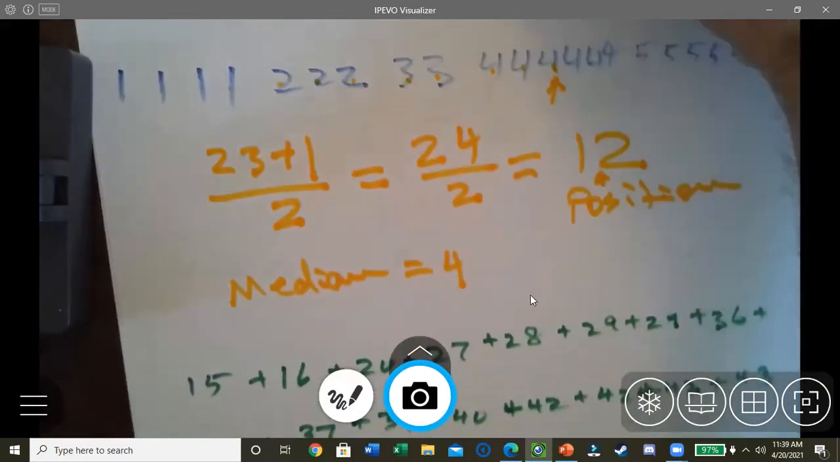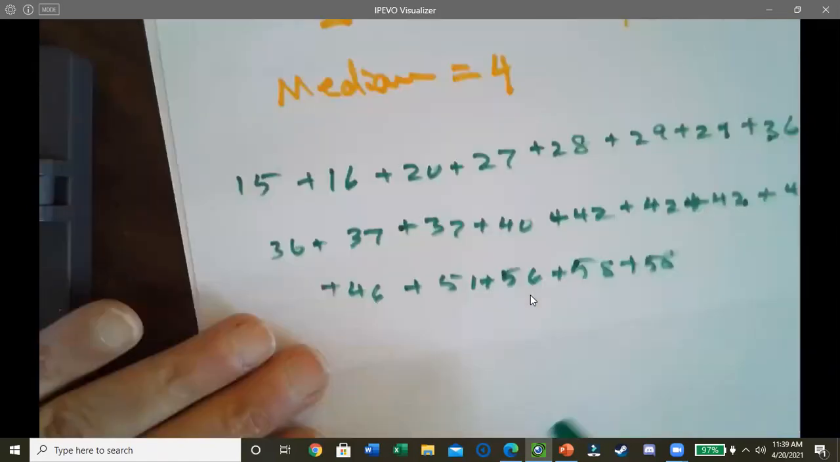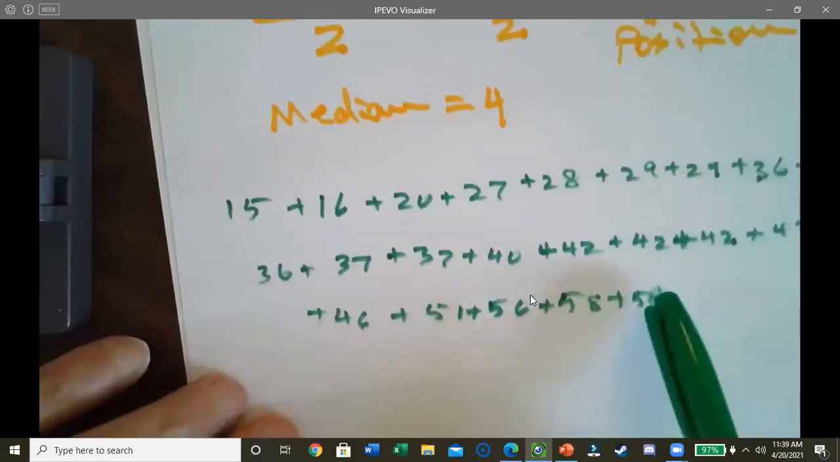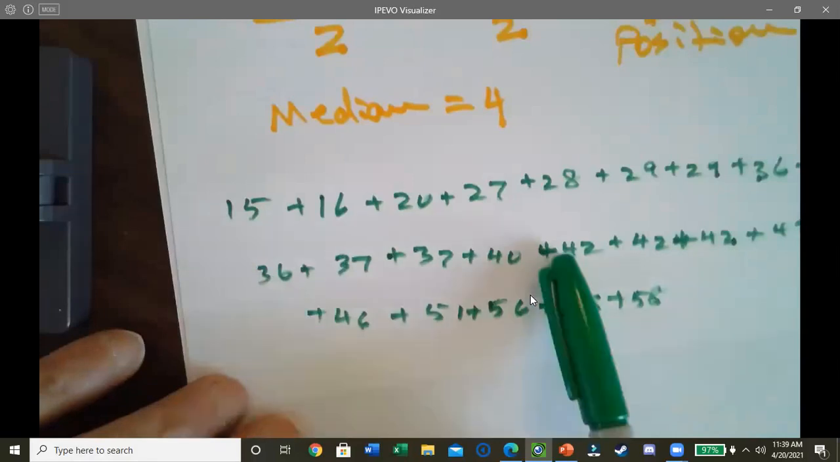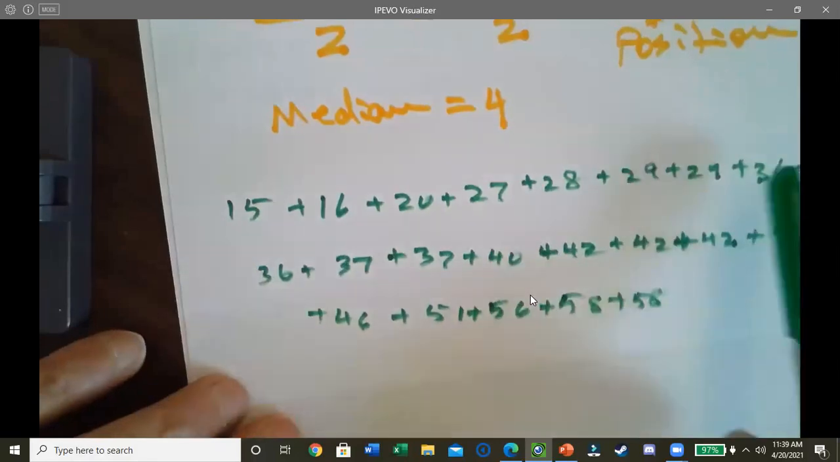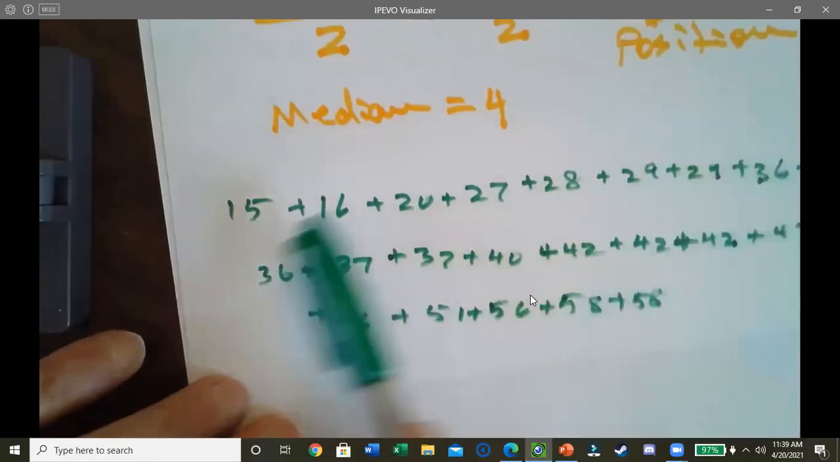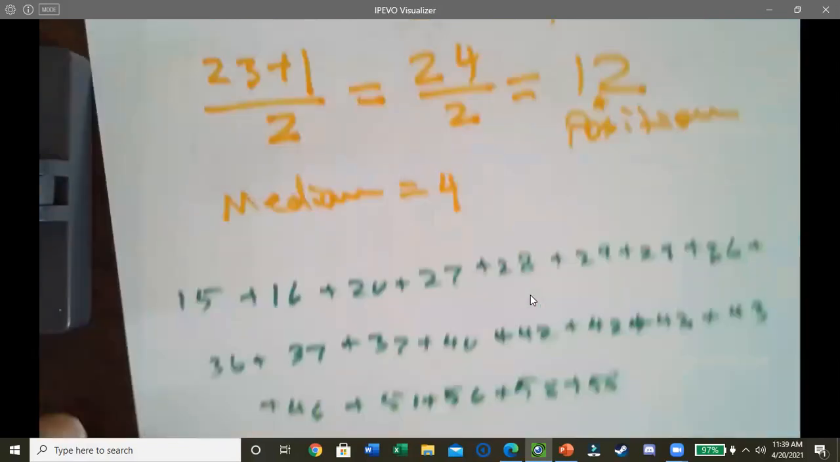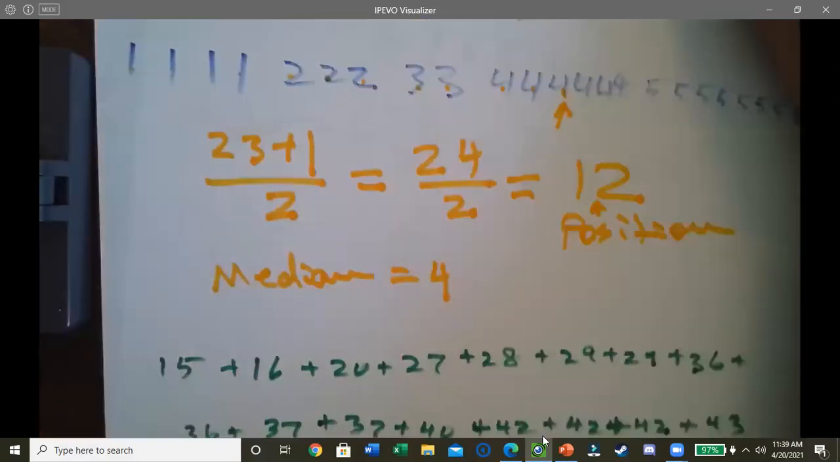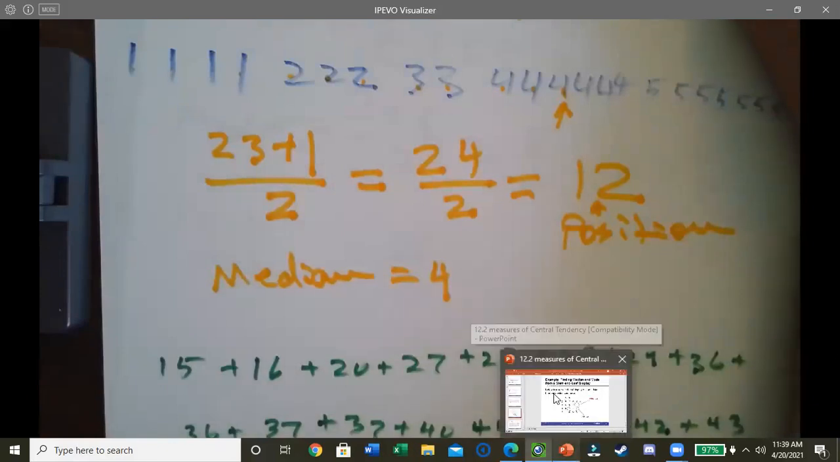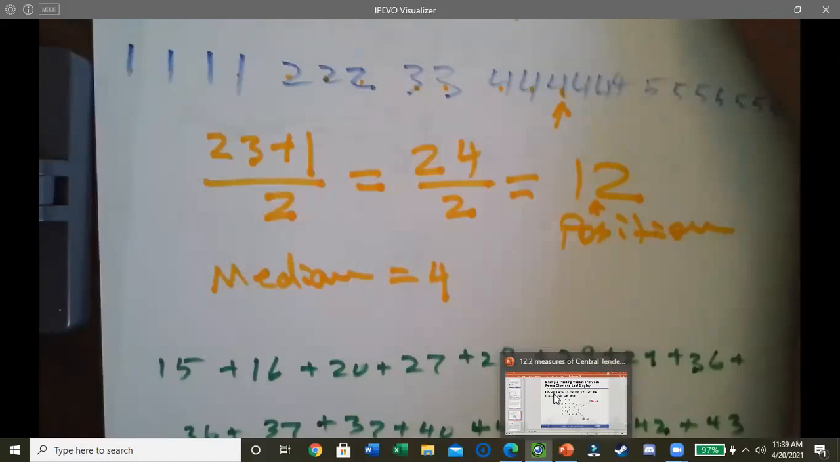Okay, so you add all those up, and we've got 1, 2, 3, 4, 5, 6, 7, 8, 9, 10, 11, 12, 13, 14, 15, 18, 19. So you add those up and you divide by, I believe it's 20 data items on there. And you get your mean.